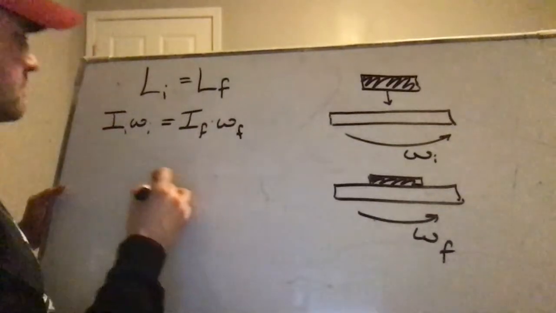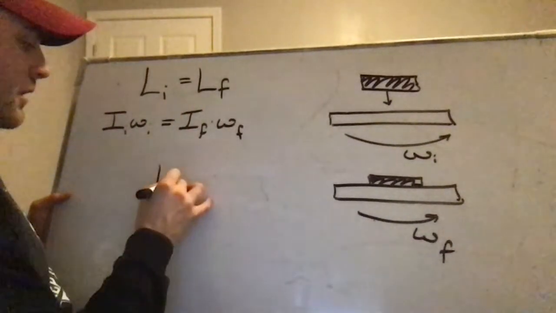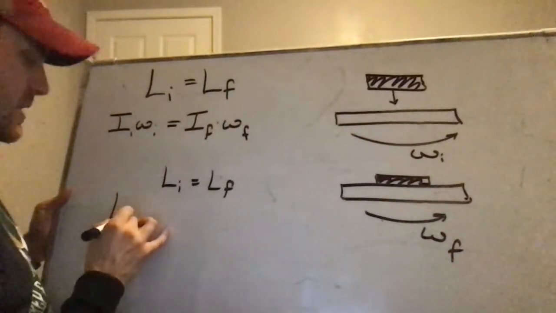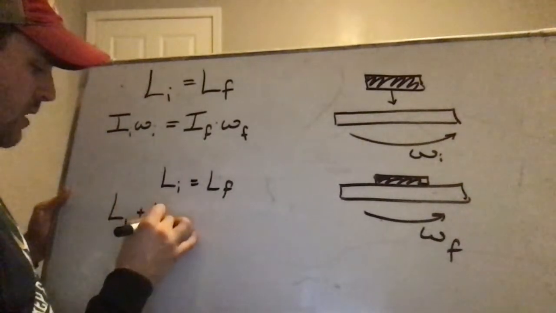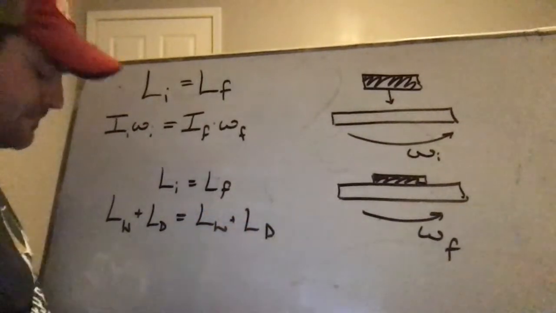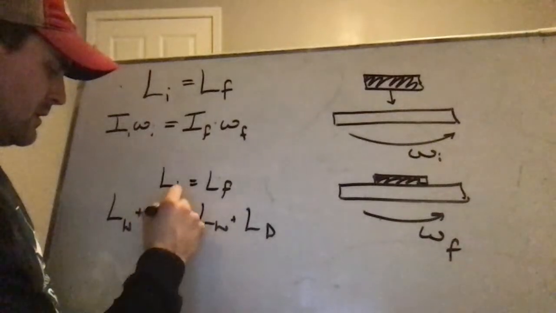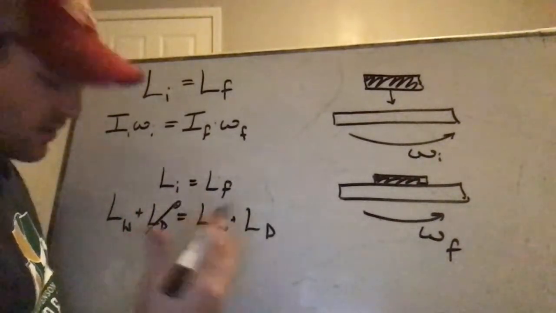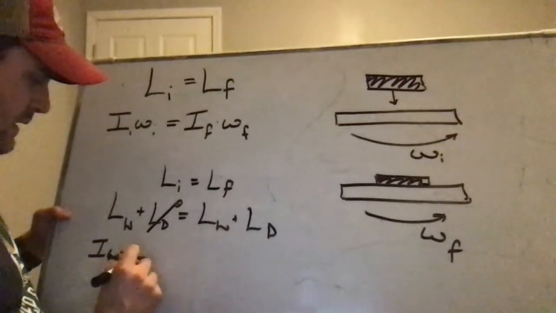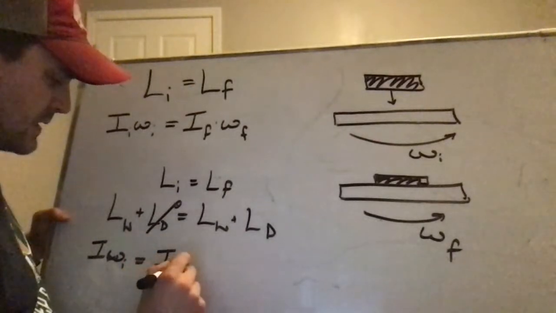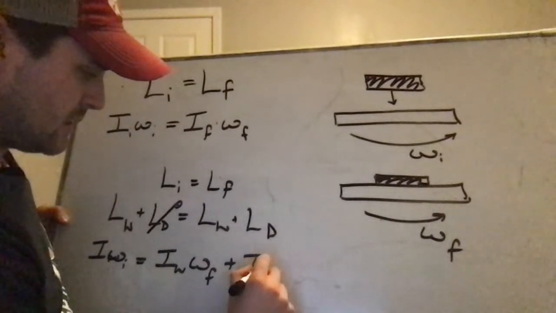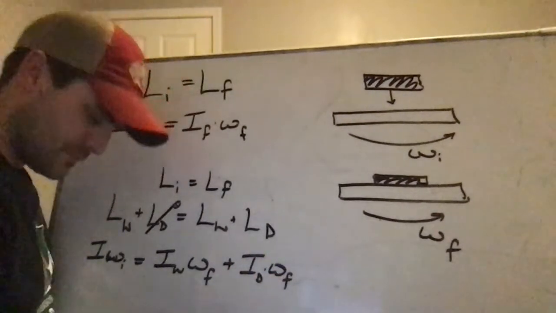So we did. We started here. We said, okay, L initial equals L final. Well, there are two objects, right? So there's the L of the wooden disc and there's the L of the dark disc. And after the collision, there's still the wooden disc and there's still the dark disc. Initially, the dark disc had no momentum, so we cross that one out. We keep going. We say, okay, I of the wooden disc times omega initial of the wooden disc is equal to I of the wooden disc times omega final plus I of the dark disc times omega final.